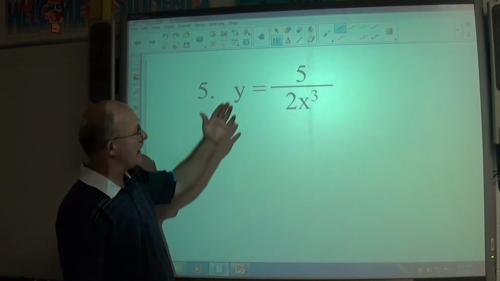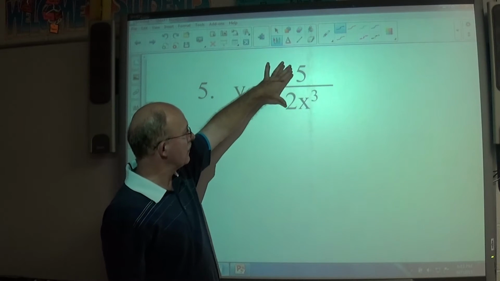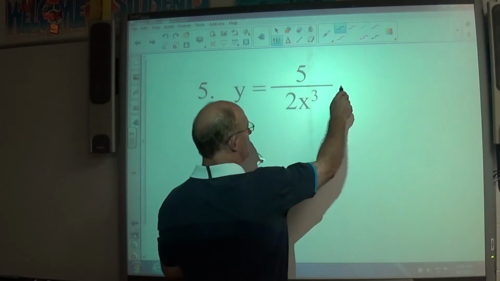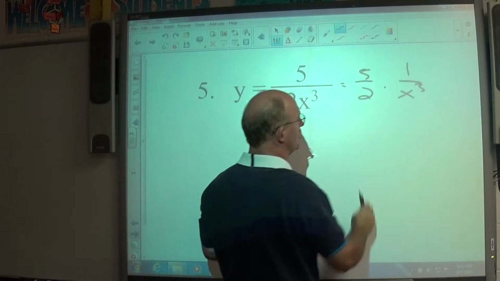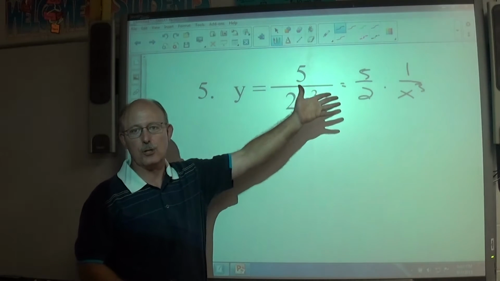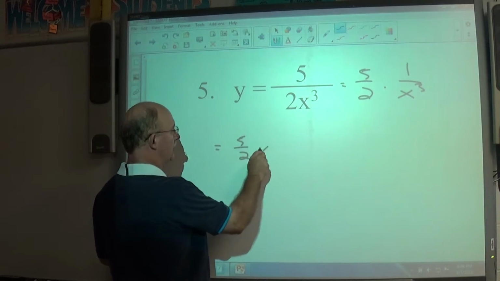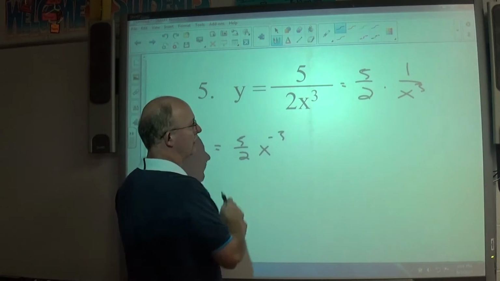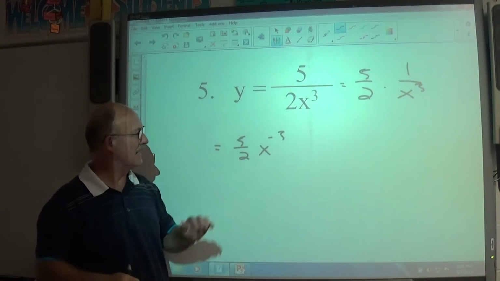Okay, let's try another one. Let's take 5 over 2x cubed. Once again, I want to pull the 5/2 off this fraction. I'm going to write it as 5 over 2 times 1 over x cubed. Now, you know that 1 over x cubed is the same thing as x to the negative 3, right? So this will be 5/2 times x to the negative 3.